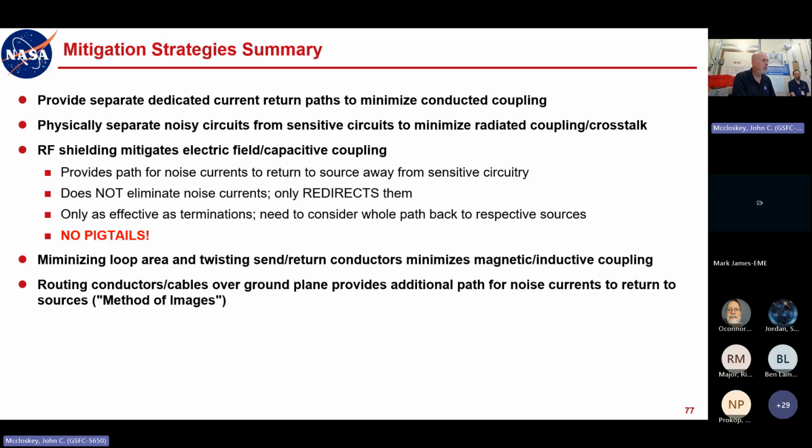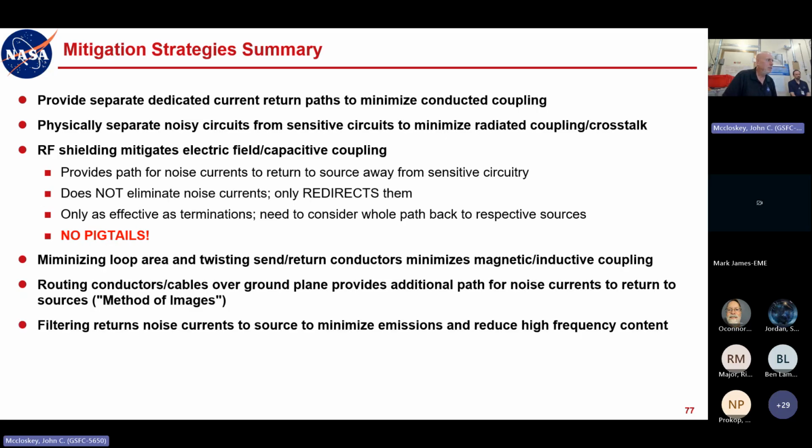Routing conductors and cables over a ground plane provides an additional path for noise currents to return to sources. That's using the method of images, where the physical thing is that you're providing a capacitively coupled path for the ground plane to provide another return path for those currents to get back to the source.